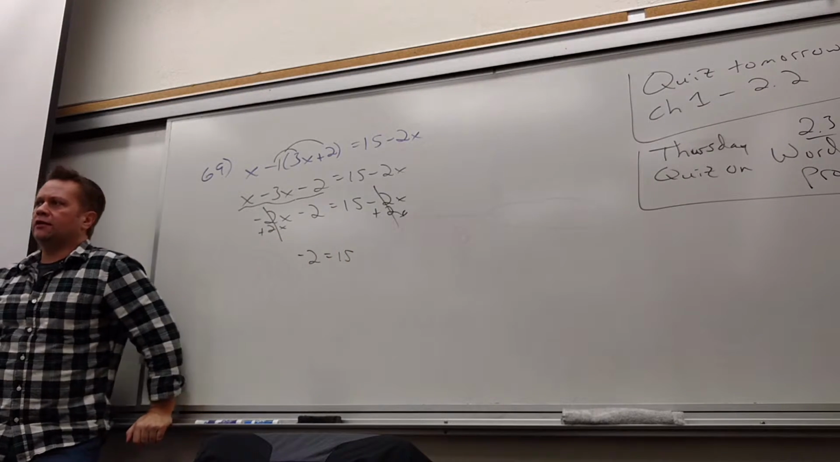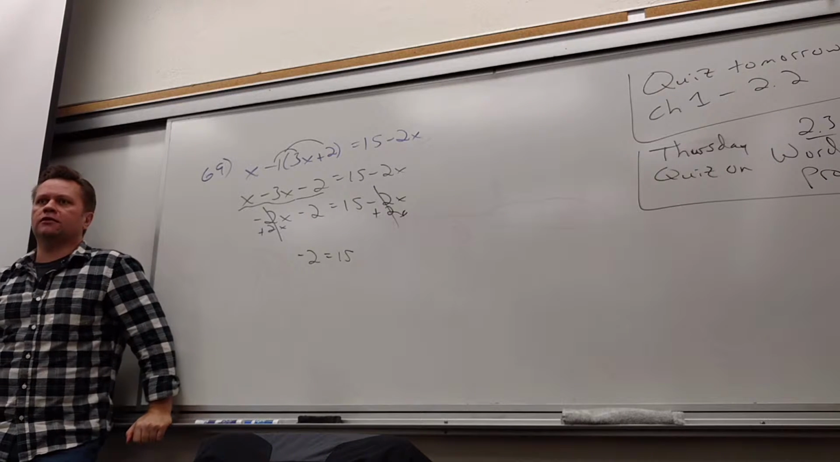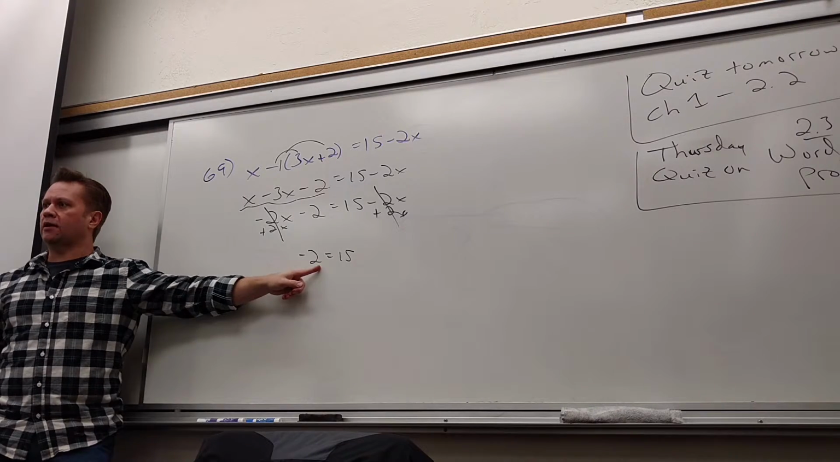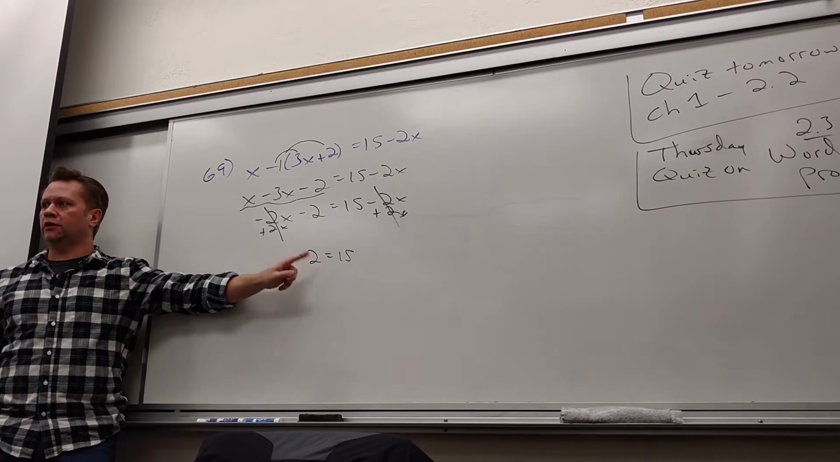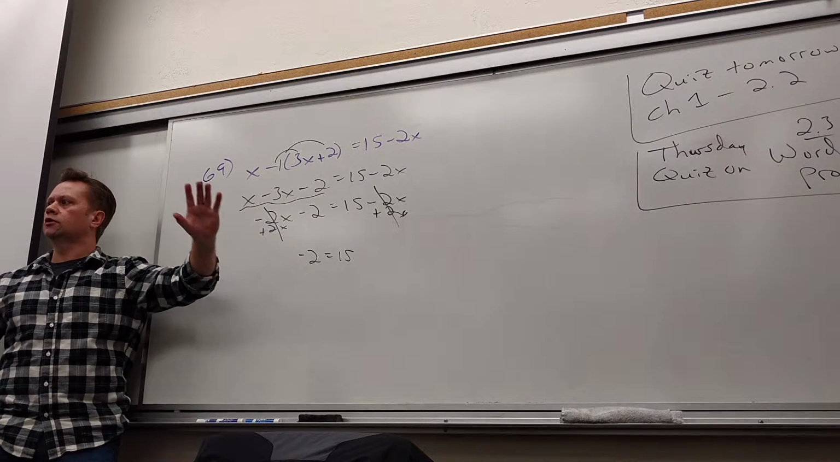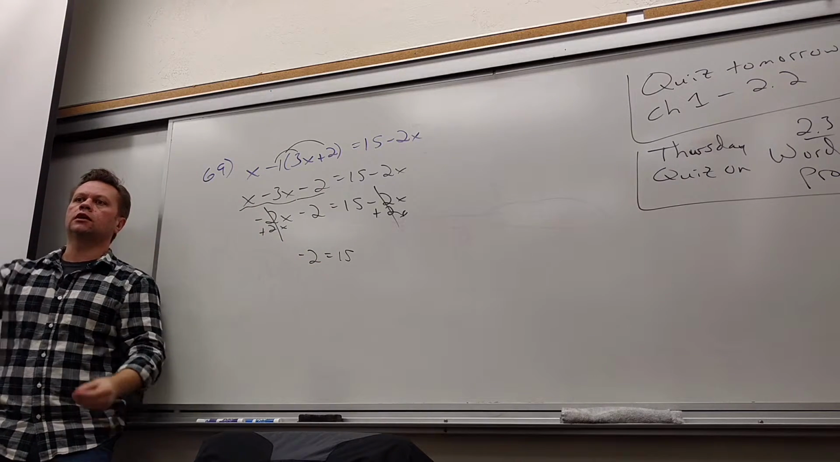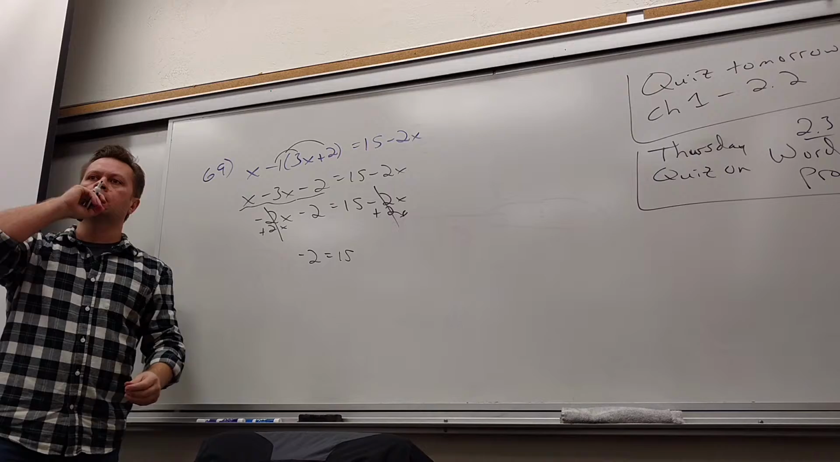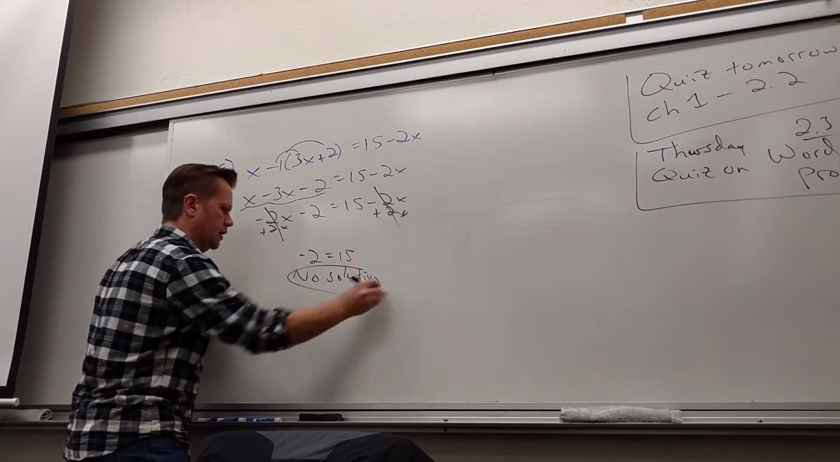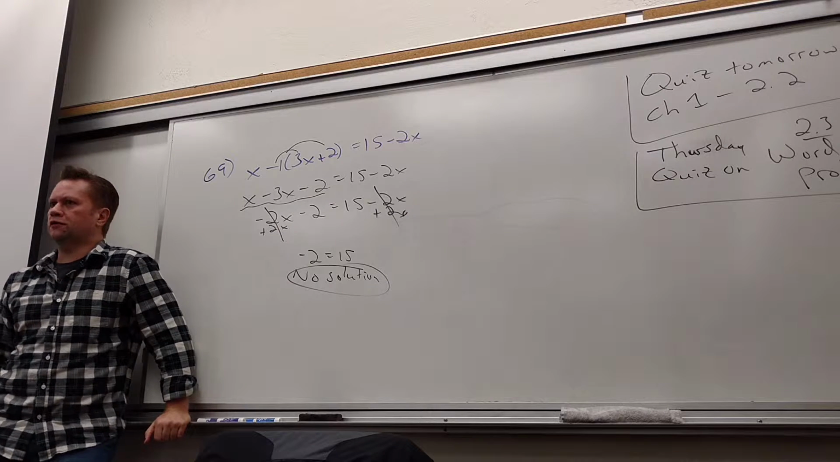So the math is not trying to tell me -2 is 15. The math is trying to tell me, well, if you could do that, then I can do this. If that's true, then this is true. Well, is this ever true? No. So that is never true. So the answer is no solution. Done. This is the answer. Circle that. Don't circle negative 2 is 15.